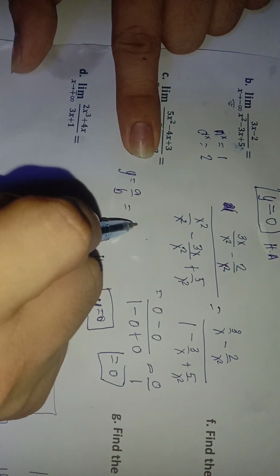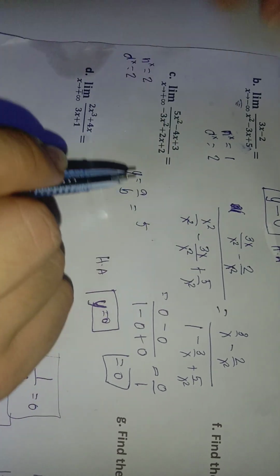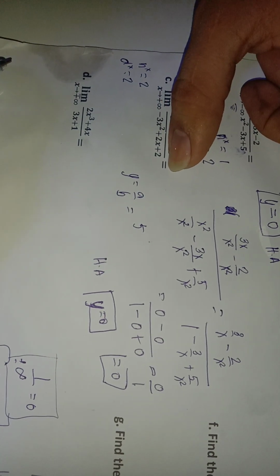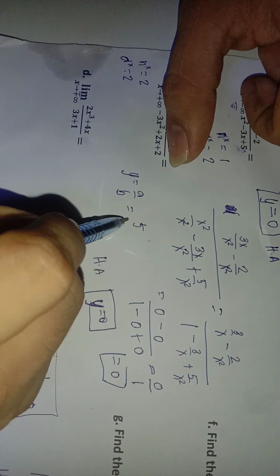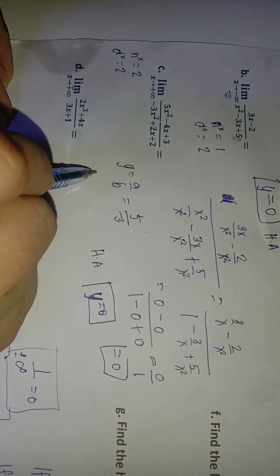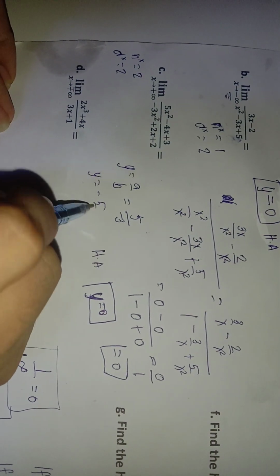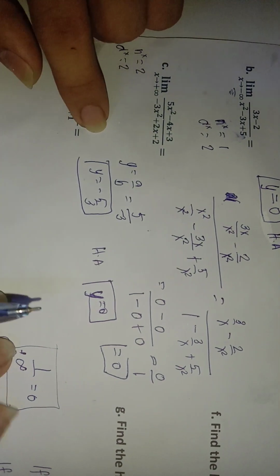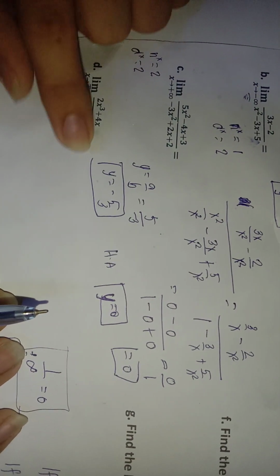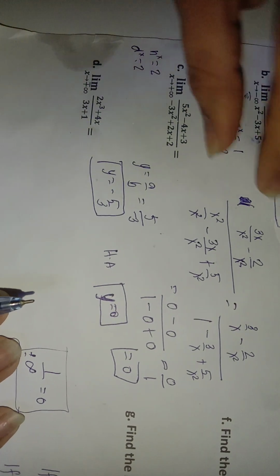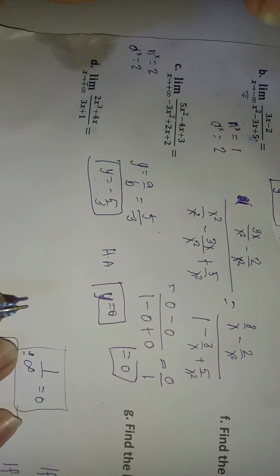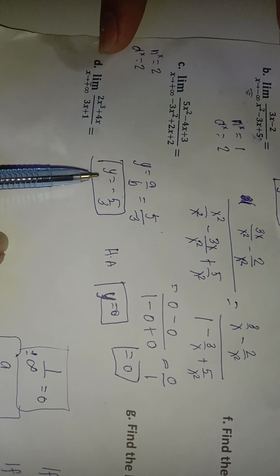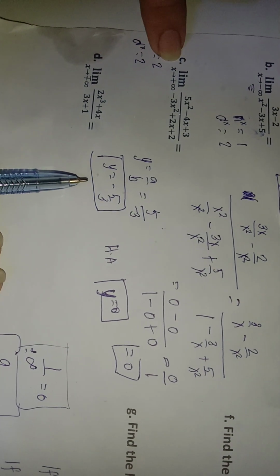So 5 is the leading coefficient of our numerator. So our a is equal to 5. Then what is the leading coefficient of your denominator? That is negative 3. So 5 over negative 3, or that is negative 5/3. So this is our horizontal asymptote: y is equal to negative 5/3. So there is no need to divide by the highest degree. That's it. Again, this is the horizontal asymptote of your letter C.